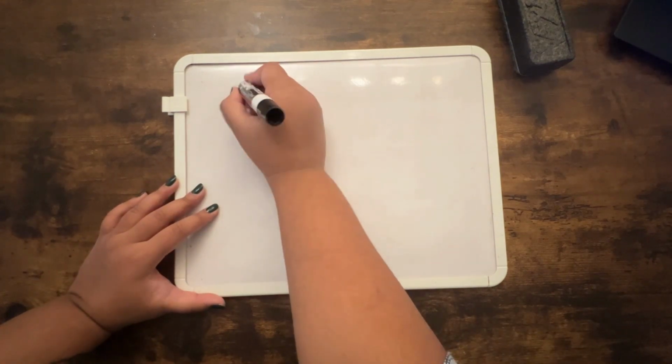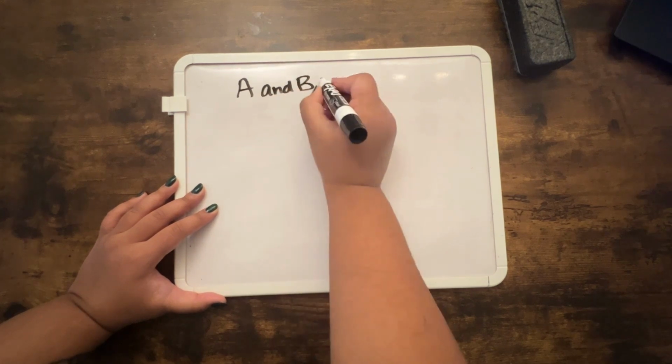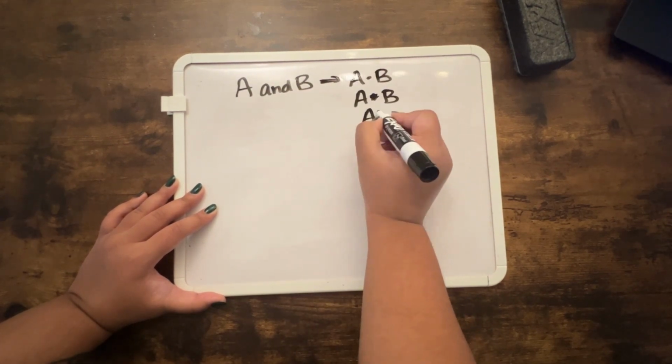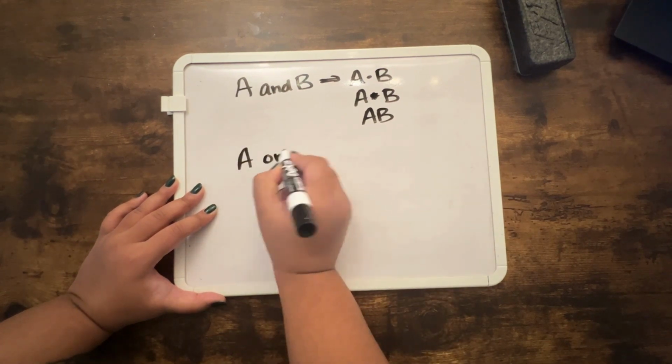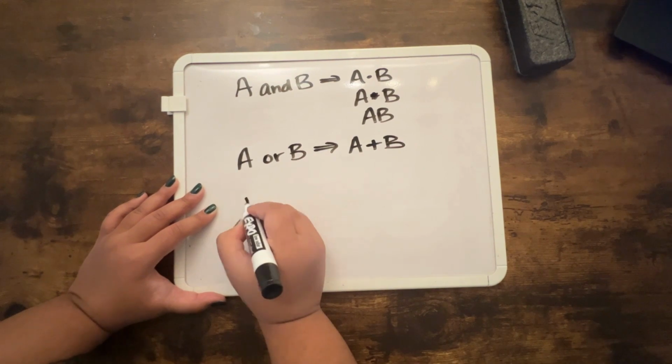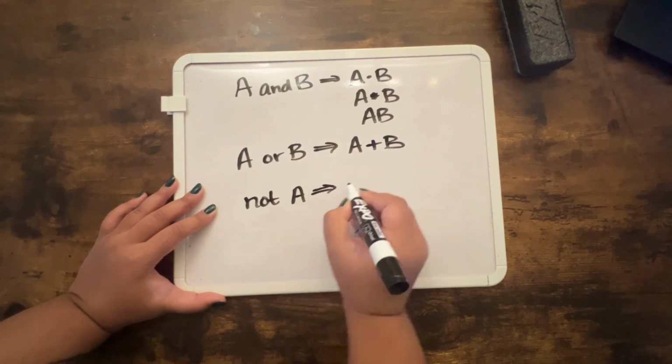Boolean Algebra is the art of expressing a logical problem as a Boolean expression that we can then make a circuit out of to represent. So the way that we have addition, subtraction, multiplication, and division in regular algebra, in Boolean algebra we have A and B, which can be expressed in three different ways. And then we have A or B, which can be expressed in one way, and not A, which is expressed in two different ways.